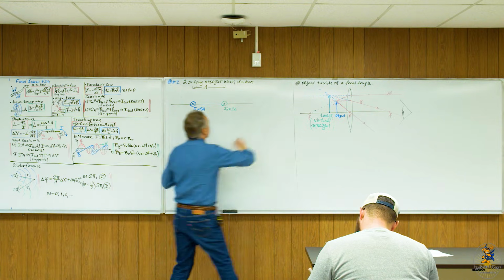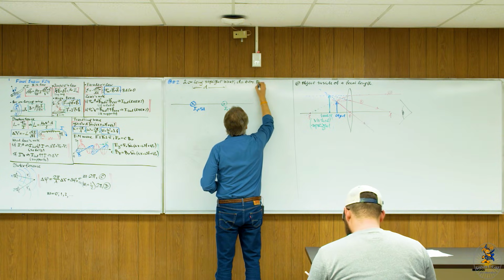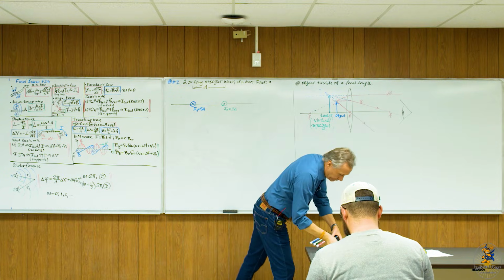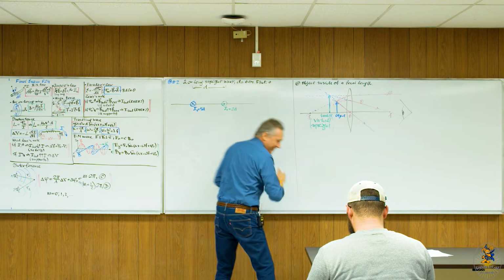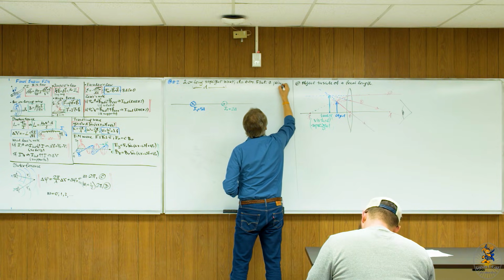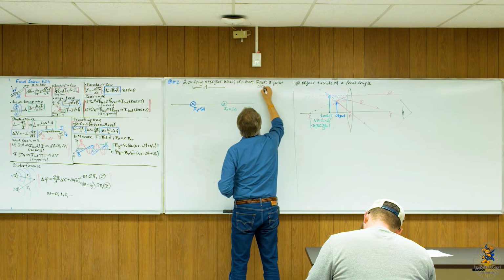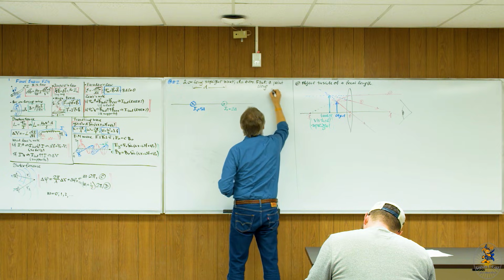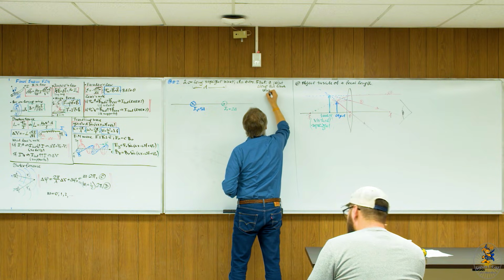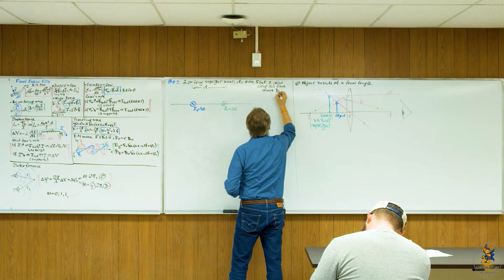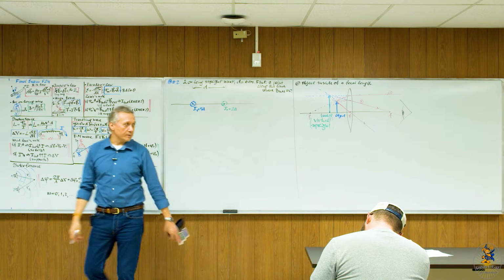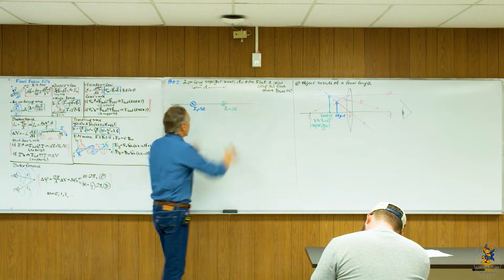Okay, so now let me write it down. So we need to find a point along this line, the line where B net equals 0. Net magnetic field equals 0. Okay, this is the line.